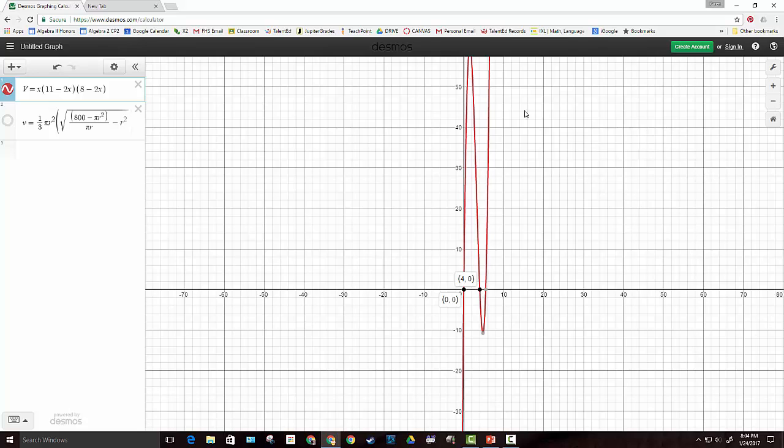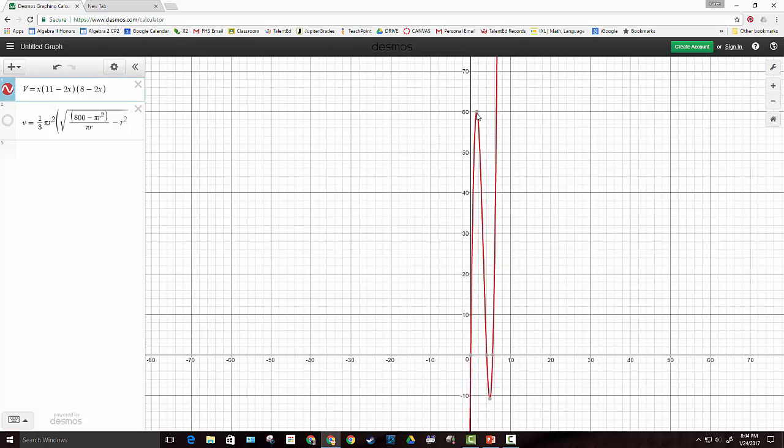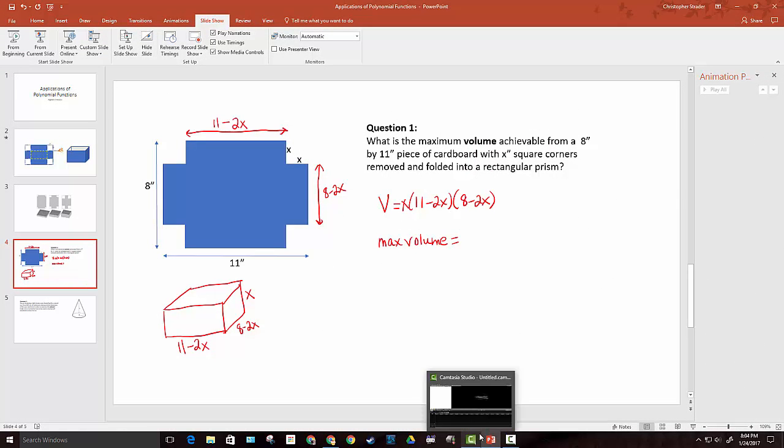So I'm really just looking at this part here, and this part does have a maximum. And it says that the maximum occurs at 1.525. That would be the dimension of the square. That would be in inches. But the volume is our y value, so that's really 60.013 inches cubed. So let's write that down.